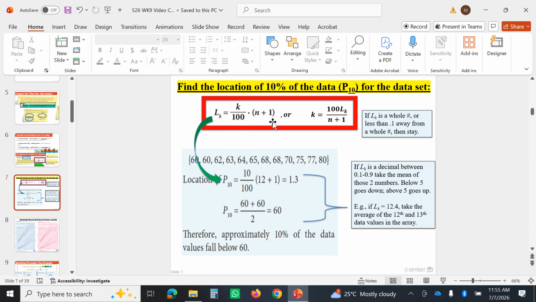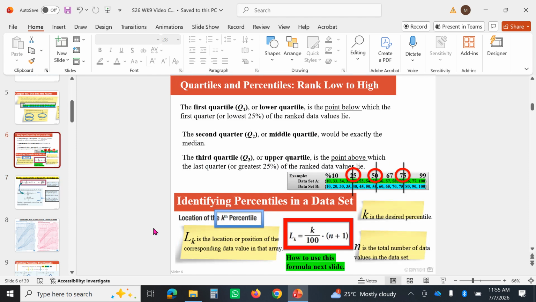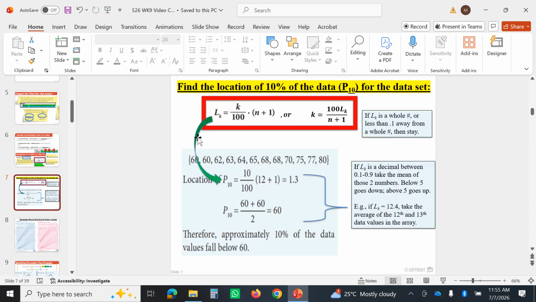And you can flip this formula around. Right now this formula is in terms of LK, and that is your location. LK is the location or position of the corresponding data value in that array. So this formula is written in terms of LK, but I can also flip this and write it in terms of K. And you remember, K is your percent. So now this same formula is written in terms of percent.